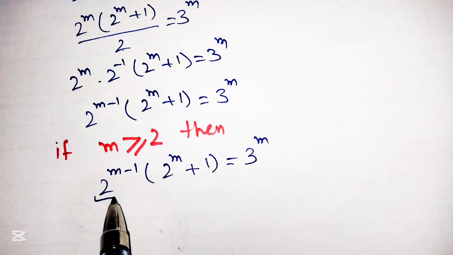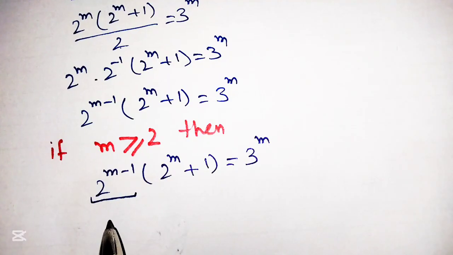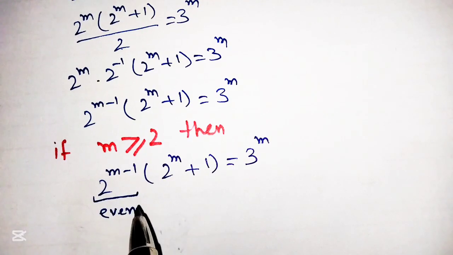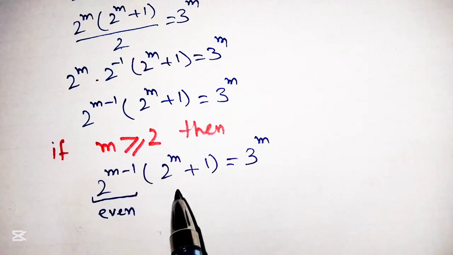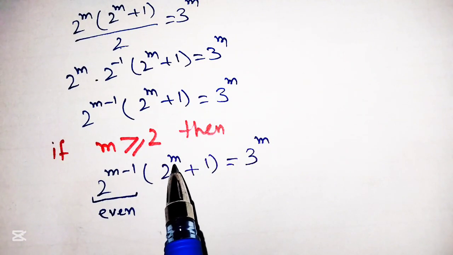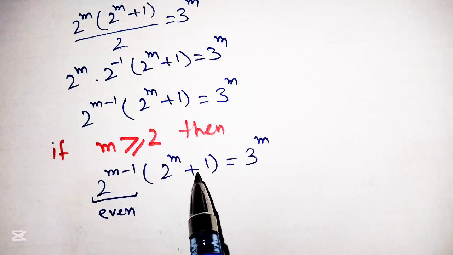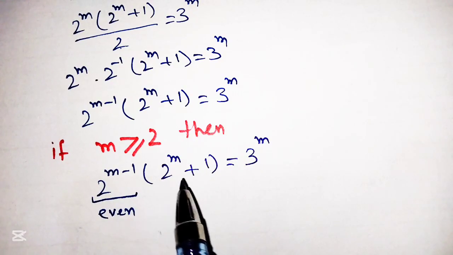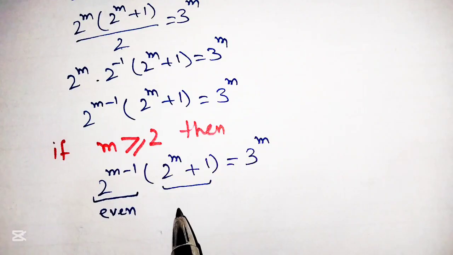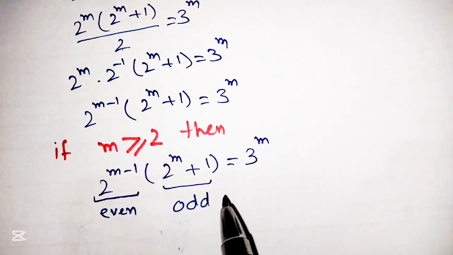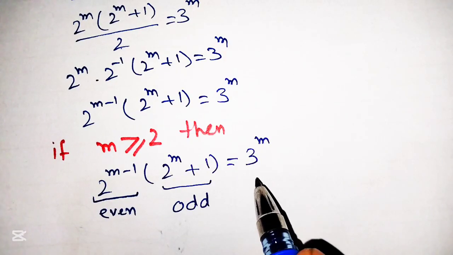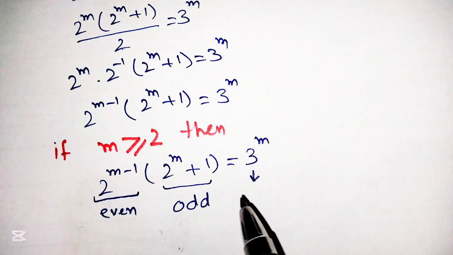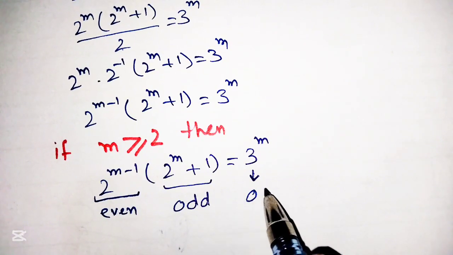this term 2 raised to power m minus 1 is even, because any positive power of 2 will always give an even answer, and from this the term 2 raised to power m for all positive m is even, and when we add 1 to an even number, it will become odd. So from this we conclude that this term is odd. And on the right hand side, 3 raised to power m, any positive power of 3 will always give us a solution which is odd in nature.